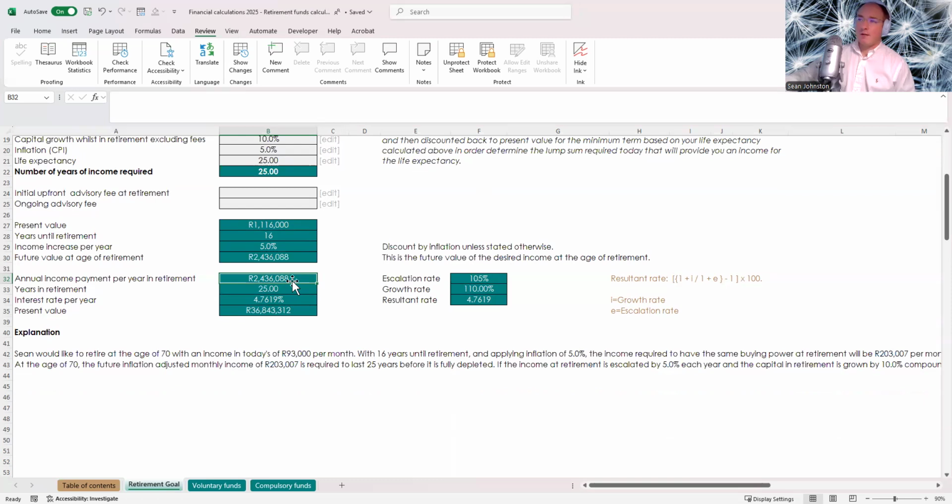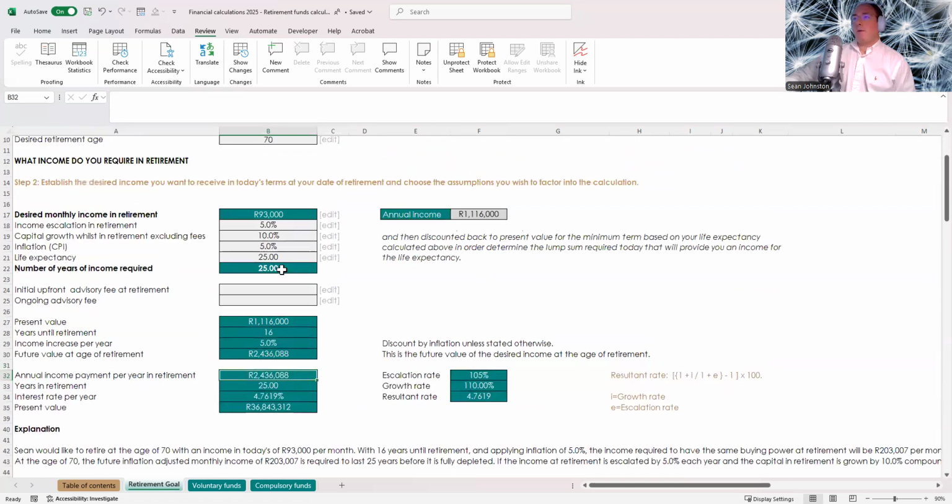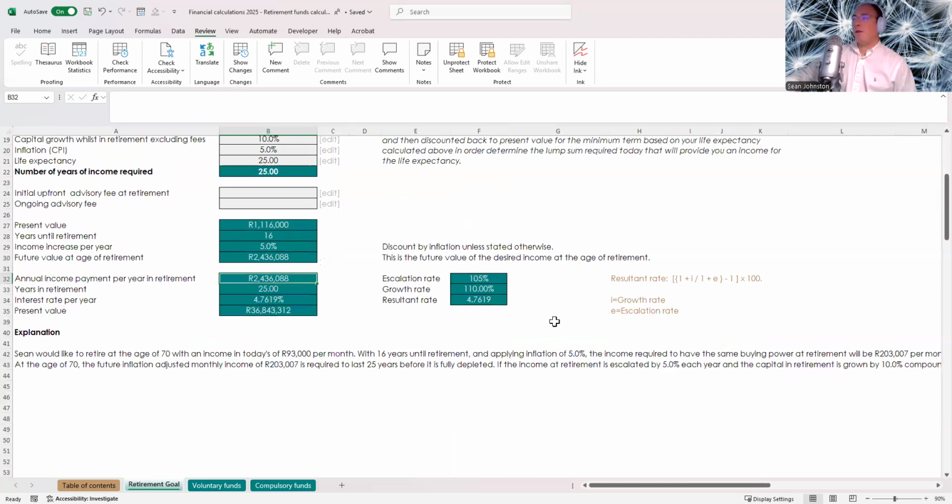Now we need to work out what is the 2.436 million applying the income that it requires for 25 years. Now we've said that it's going to escalate at 5% and grow at 10%. So we need to calculate what they call the resultant rate. This is what financial planning students are required to do in the exam. And this is how you would practically do it if you were doing the calculation, let's say online or on software, whatever. You would need to have the resultant rate. You can't just say 10 minus 5. So the resultant rate in this case is 4.7619%.